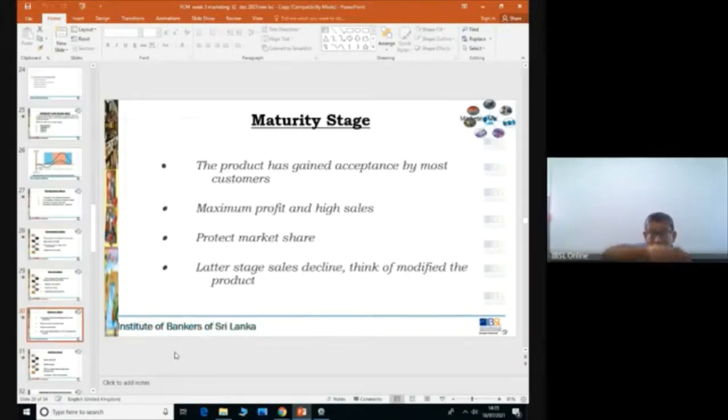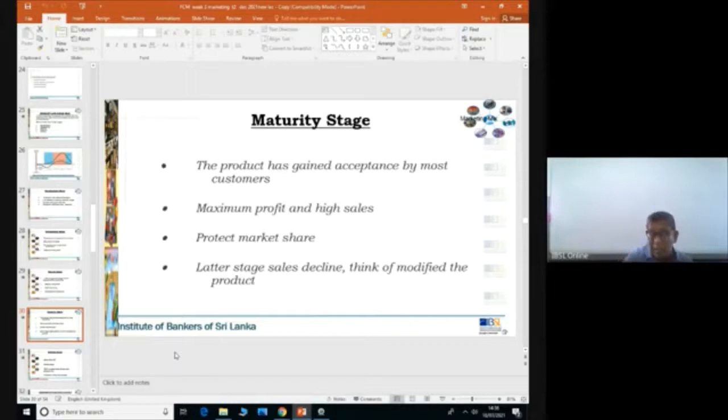Then you come to the maturity stage. The product has gained acceptance of most customers. During the maturity stage, the organization usually has high market share, high profits and high sales. This is a successful stage in the product life cycle. Now in marketing, in this maturity stage, you need to remind and reinforce customers to buy this product.